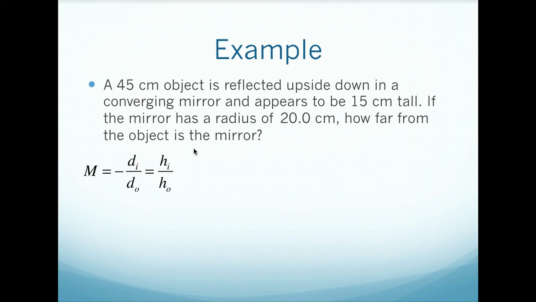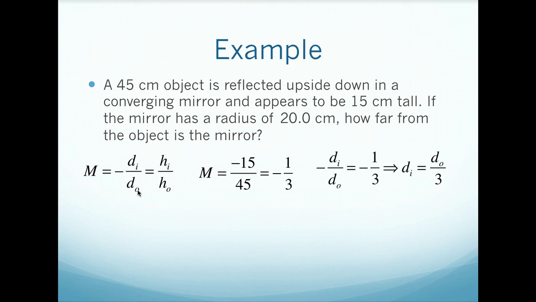We have two formulas. The formula for magnification, that is again the ratio of heights, or negative ratio of distance to the image and distance to the object. You know your ratio of heights. Remember, it's a real image, so 15 centimeters is technically negative. So my magnification is negative 15 over 45. That gives me negative 1 over 3. So that is my magnification, which also equals negative DI over DO. So from there, I can relocate and say that my DI is 1/3 of DO.